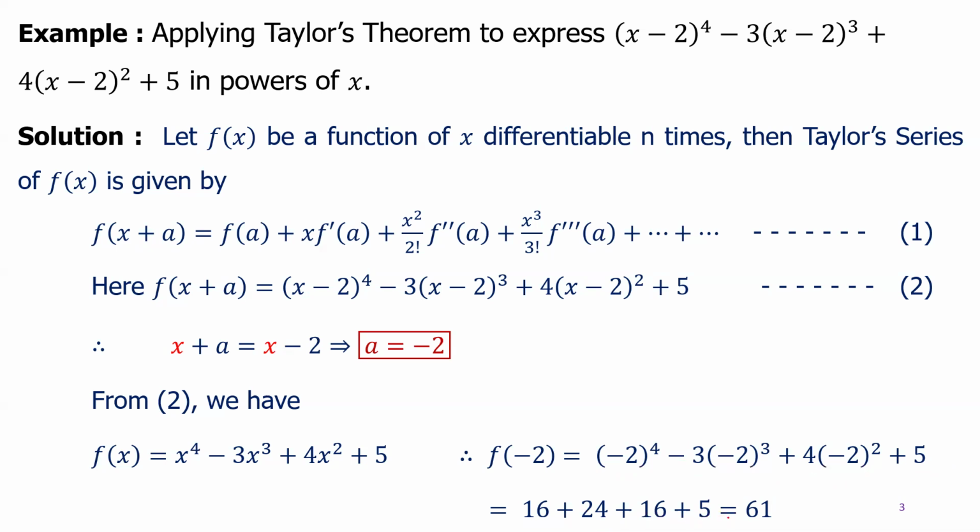If we simplify all these terms, 16 plus 24 is 40. 40 plus 16 is 56. 56 plus 5 is equal to 61. So f of -2, actually this f of -2, is equal to 61.